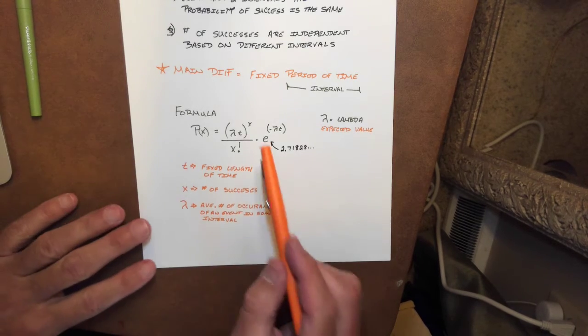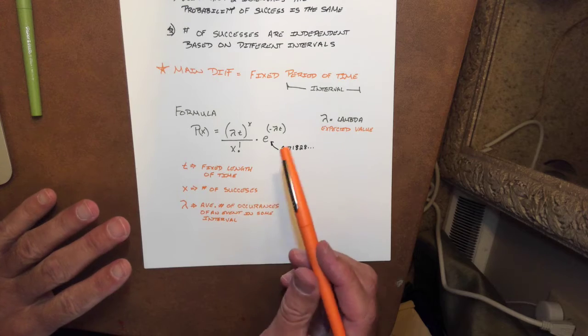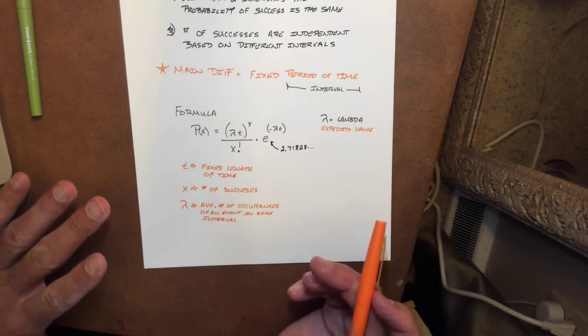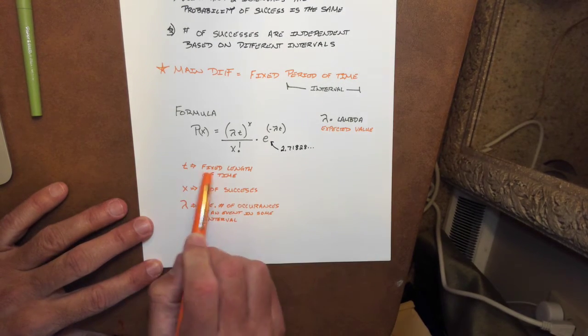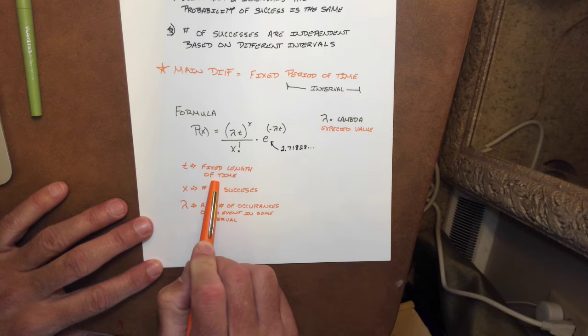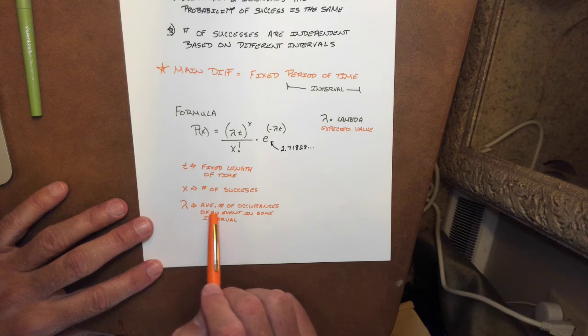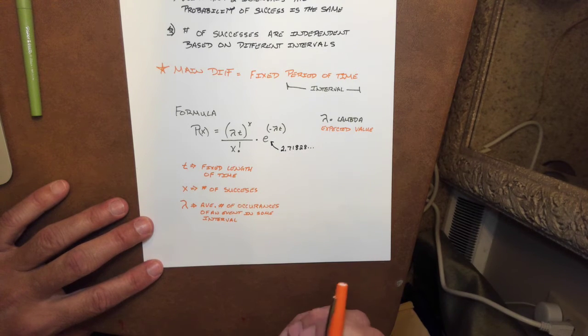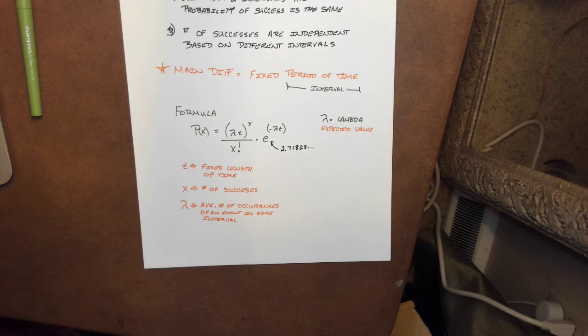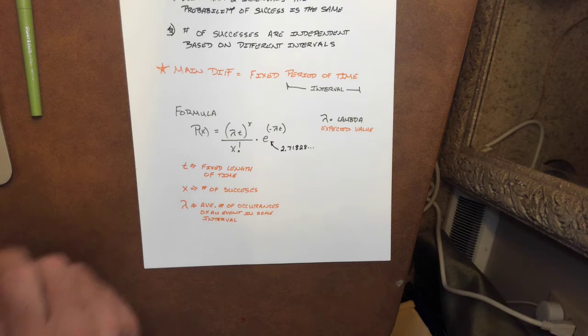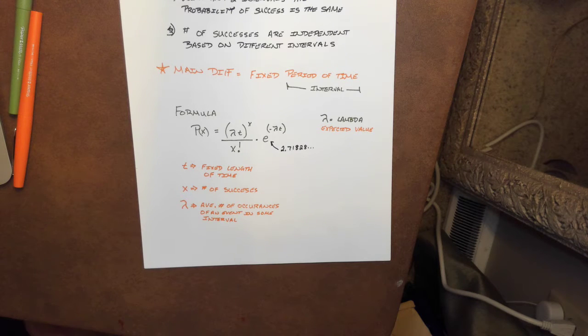So don't fret too much about it, but in terms of doing the problem and setting it up, we do need to know that. So what is t? That's our fixed length of time, our interval, if you will. X will be the number of successes, and lambda is going to be the average number of occurrences of an event in some interval. Average number of occurrences in some time. That's what our interval is. So let's look here, shall we?